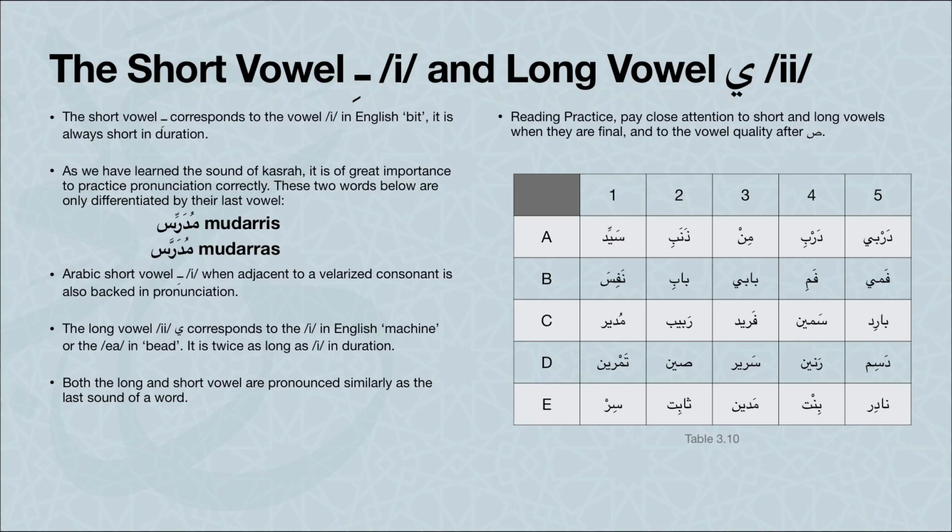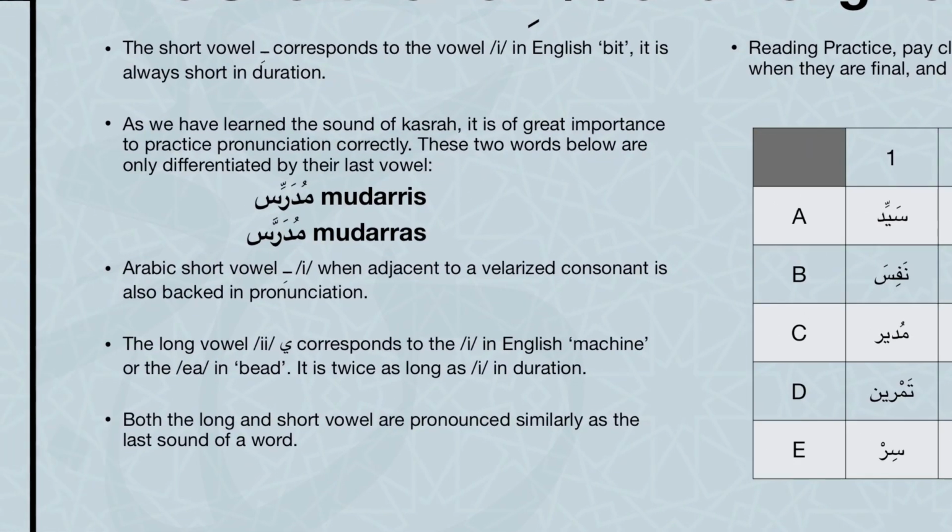We have to know how to pronounce the vowels, because if you cannot produce the right vowel in Arabic, it's a completely different word. If you look here, the only difference between the transliterations is this part. Just one vowel changes everything. From mudarris into mudarras. Mudarris is a teacher, and mudarras is something that is taught, like a subject or a topic.